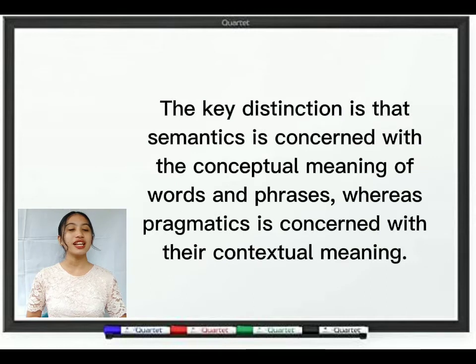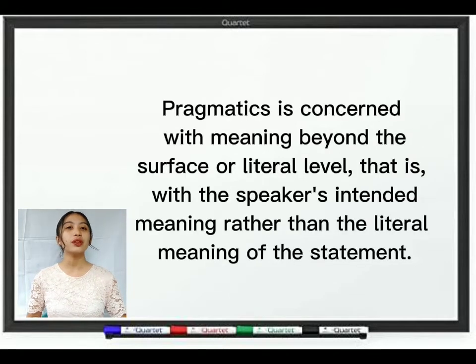The key distinction is that semantics is concerned with the conceptual meaning of words and phrases, whereas pragmatics is concerned with their contextual meaning. Pragmatics is concerned with meaning beyond the surface or literal level, that is, with the speaker's intended meaning rather than the literal meaning of the statement.